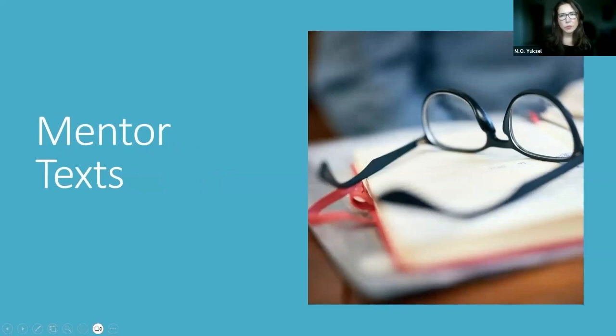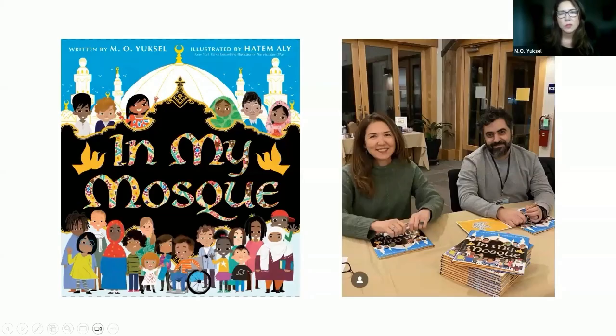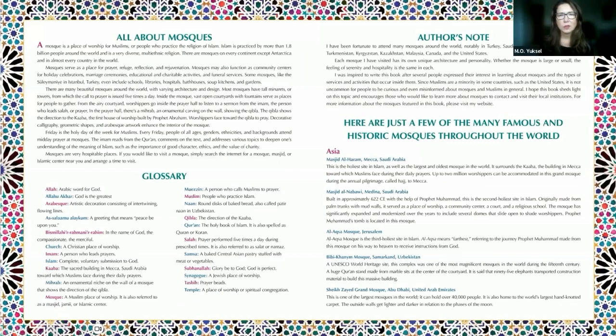Now I'll delve into some mentor texts to show the different forms and functions of Backmatter. As mentioned earlier, this is my debut book, released in 2021. And this is a picture of the illustrator and myself at the Highlights Foundation, where we met for the first time in person. In my mosque, there are 4 pages of Backmatter. And the first page is information about mosques, who, what, where, when, how, why about mosques is answered.